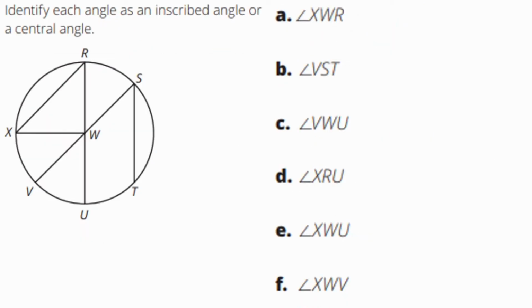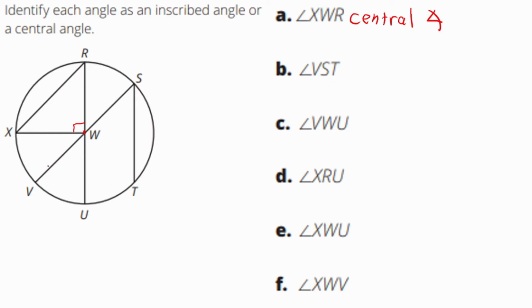Next up, we have some more things with the circle, but now it's just differentiating between inscribed angles and central angles. So XWR, we have XWR. That is this angle right here. And what we notice about that angle is its vertex is at the center of the circle. So that's what we call a central angle.